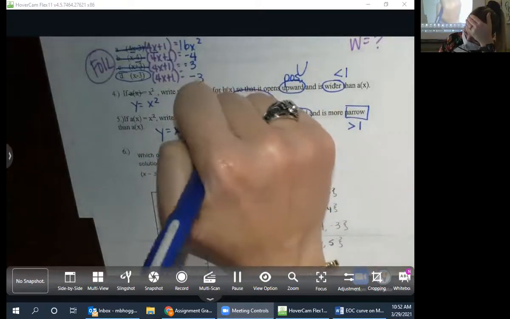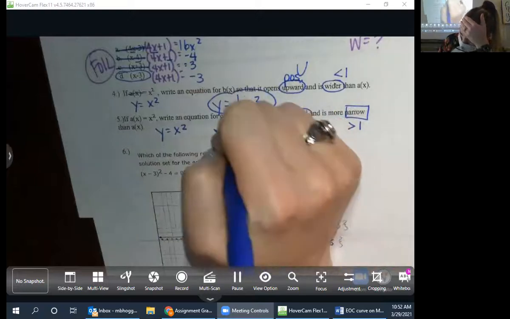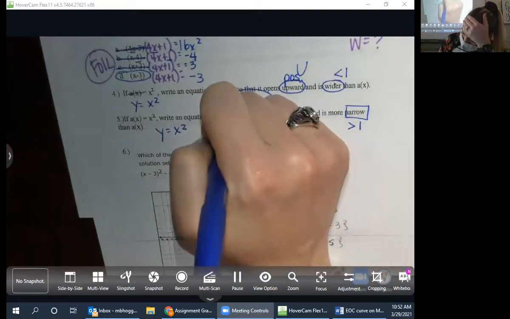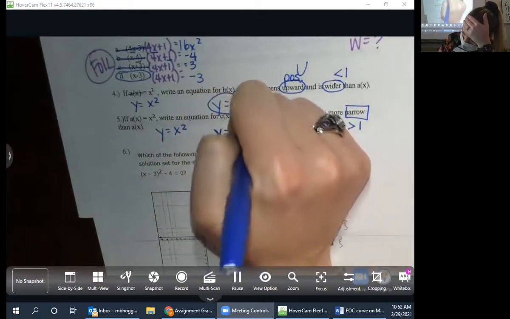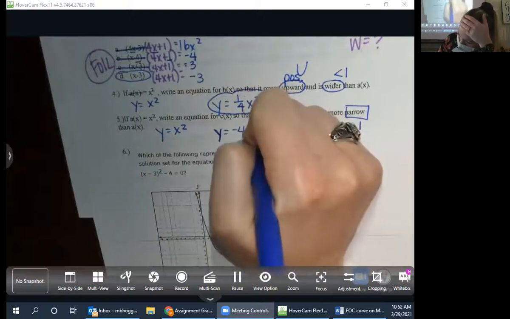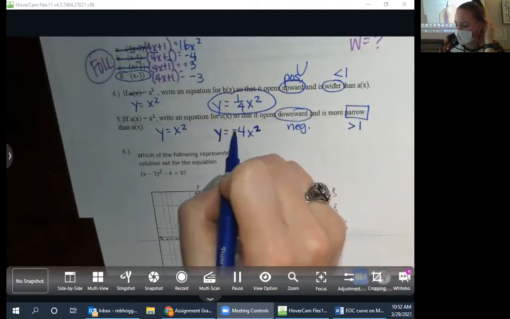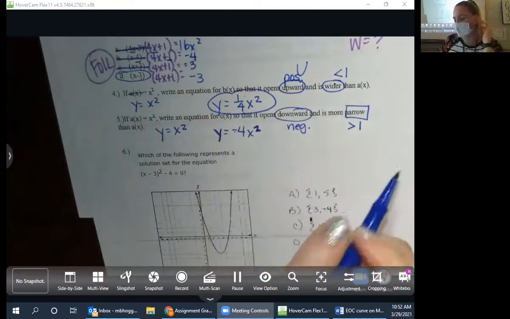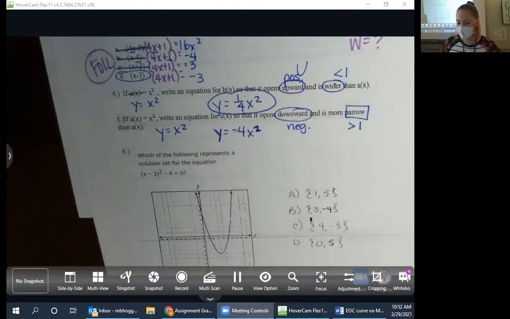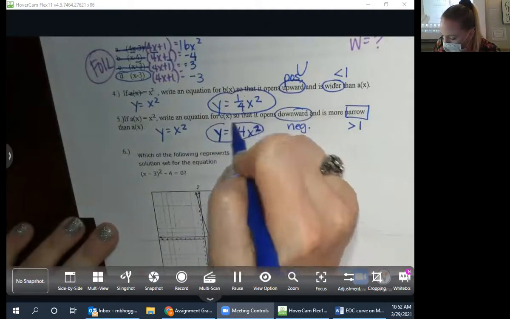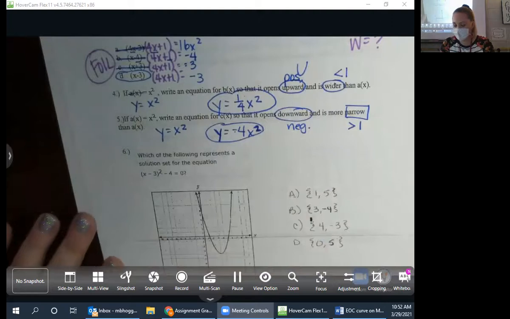Yeah, it has to be a negative number. -4x squared, and that would work. It's opening downward because it's negative, and the 4 is greater than 1, so it would be narrow. And you could graph those in your calculators just to check.